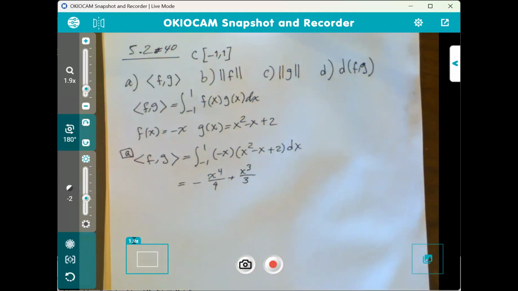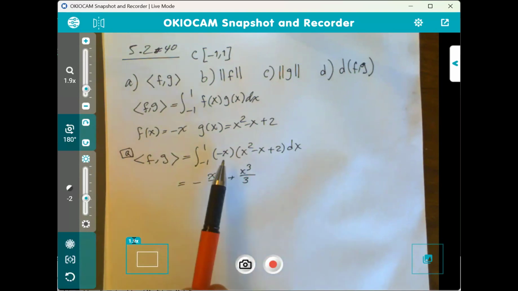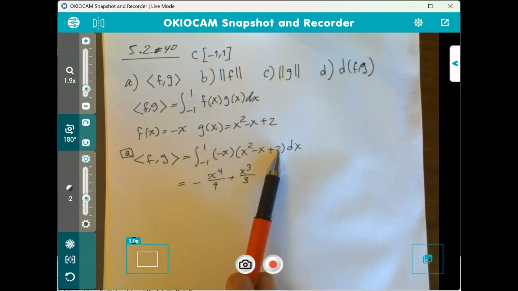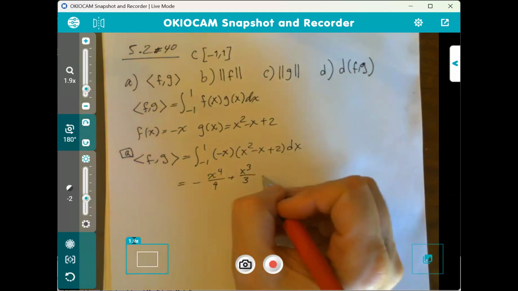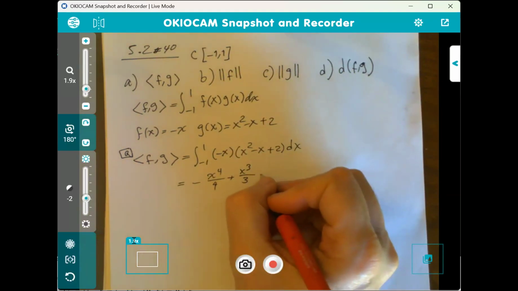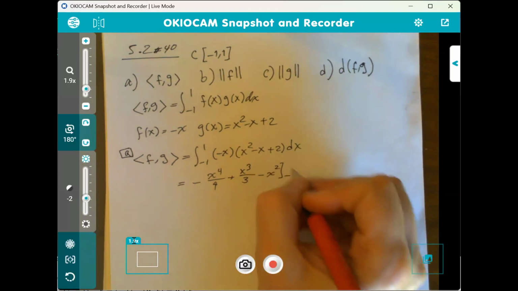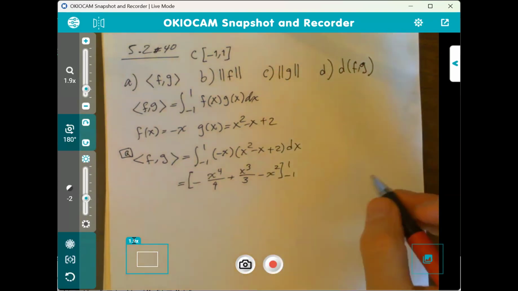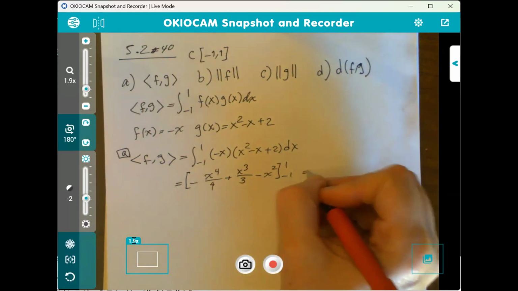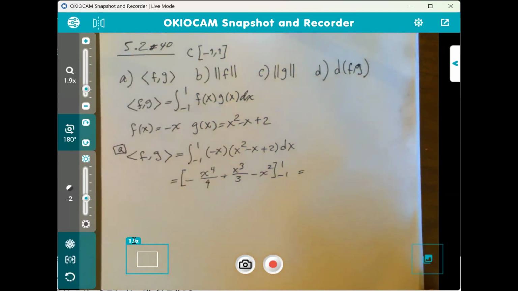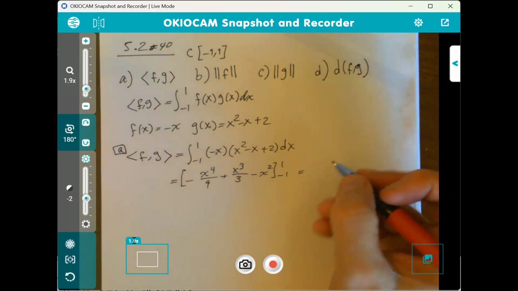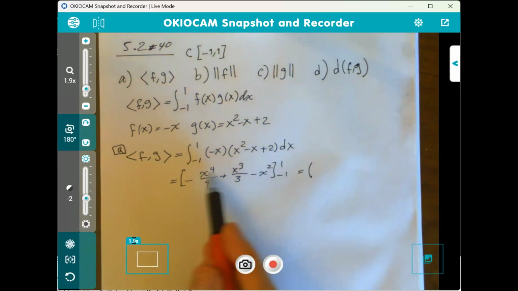And then the integral of negative x times 2, that's negative 2x. That integral is going to be negative 2x squared over 2, or simply negative x squared, right? Evaluated from -1 to 1. And then the next step, of course, you can use the fundamental theorem of calculus. Plug in the upper limit minus the lower limit.